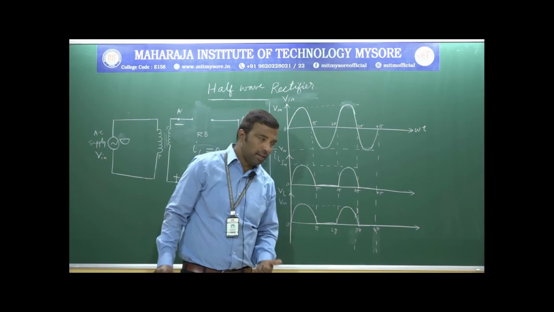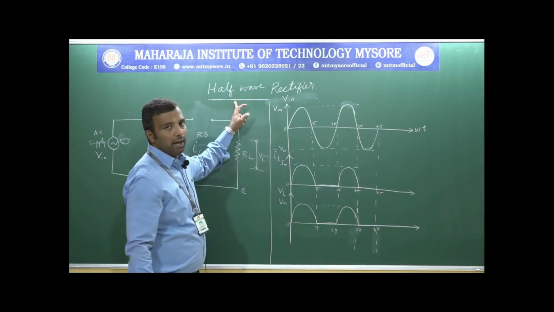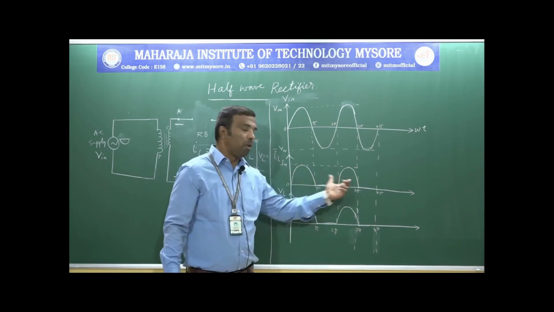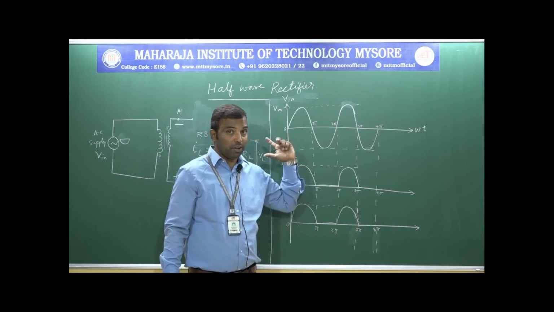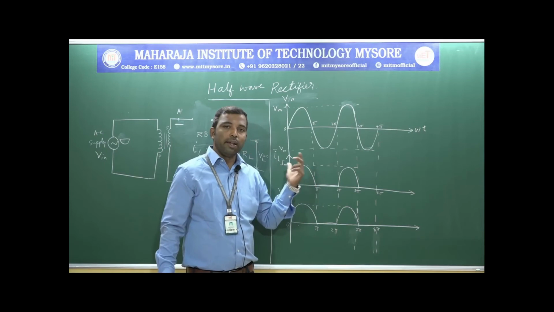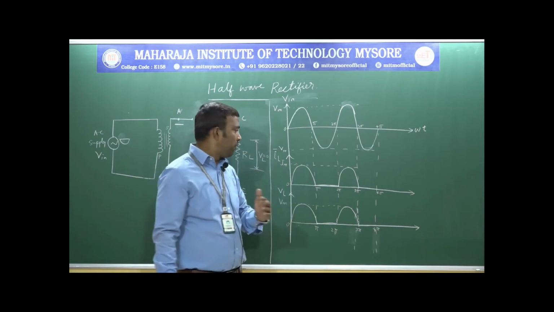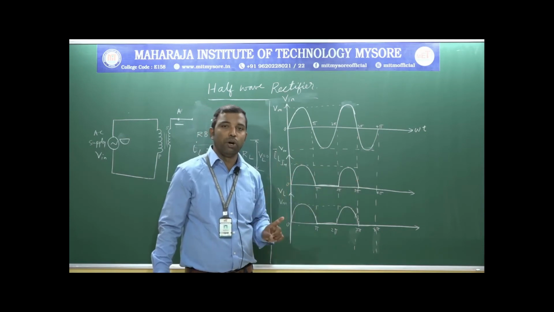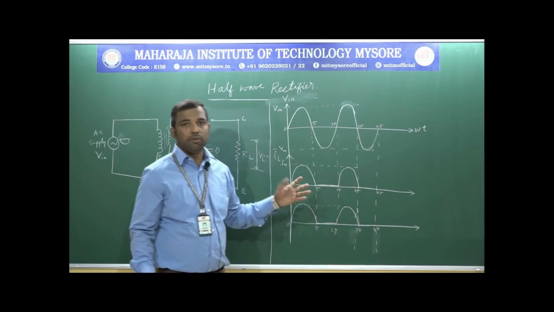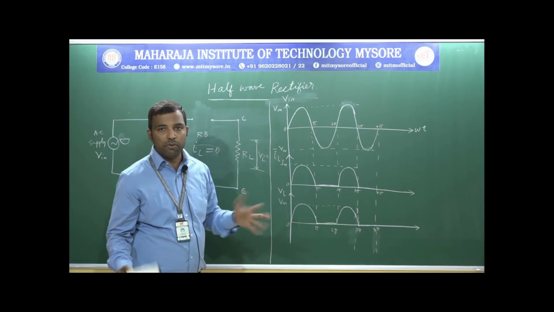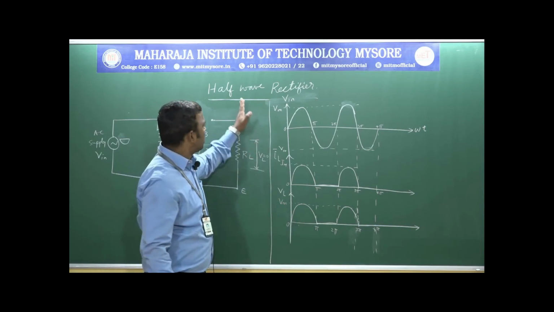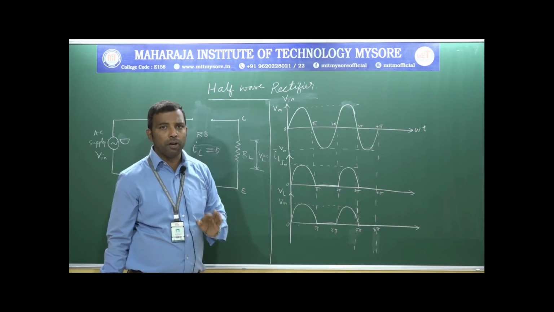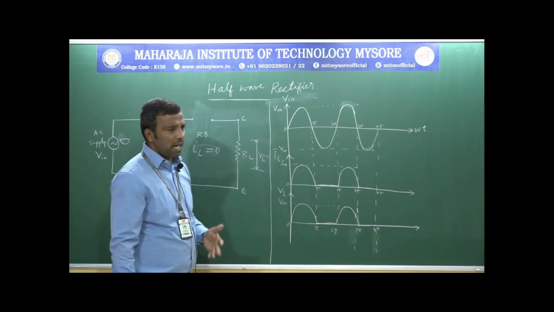Hence, we can say that the half wave rectifier gives a rectified output only for the positive half cycles of this circuit. It performs the rectification process only for the positive half cycles, and during the negative half cycle, the current is 0 and the voltage is also 0. Hence, this is called a half wave rectifier.